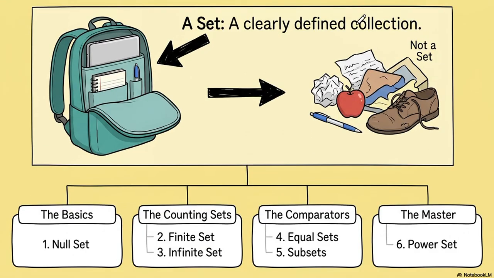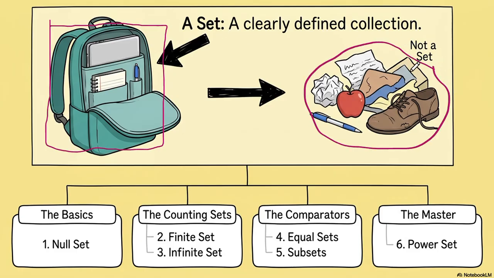So the first part, types of sets. We know that a set is nothing but like this bag. You can see that the collection of all the well-defined objects is called a set. If it is not well defined, then it is not a set. So there are different types of sets. The first one is the null set, the basic thing. After that, finite set, infinite set, equal set, subset, and power set. So all these six topics we will cover in this video.